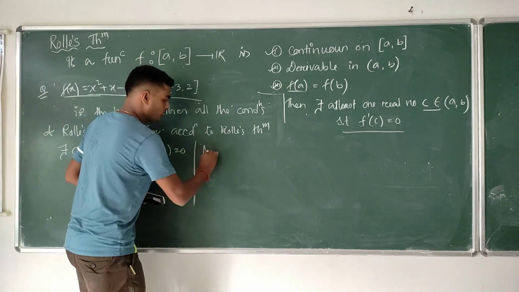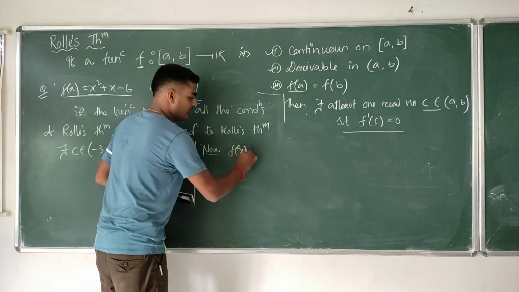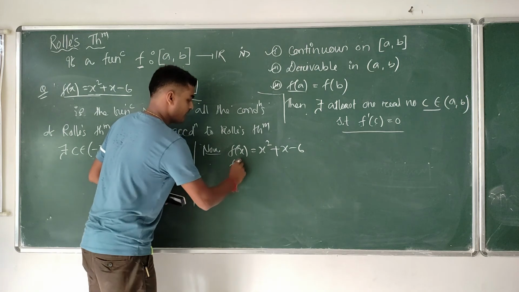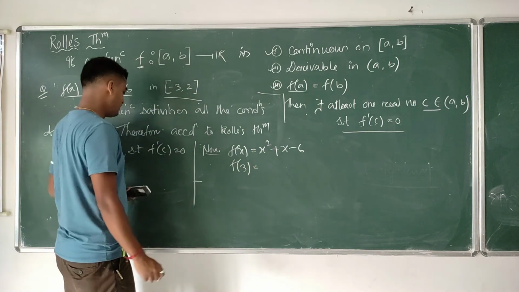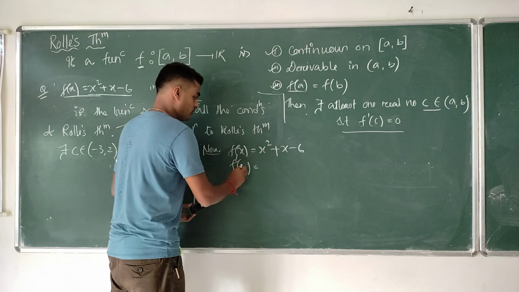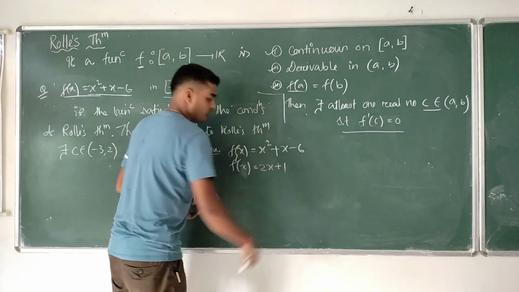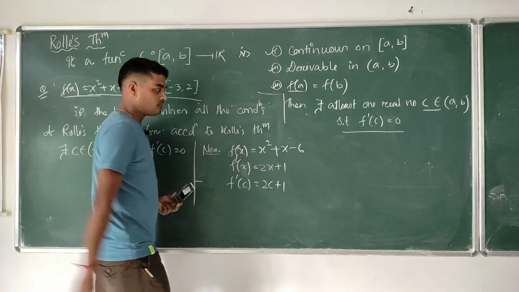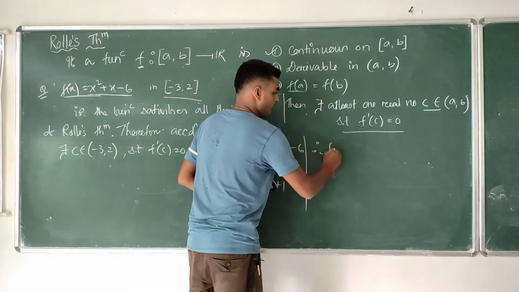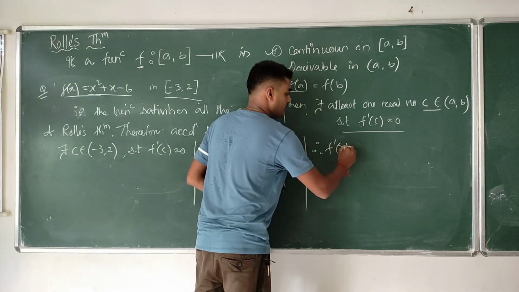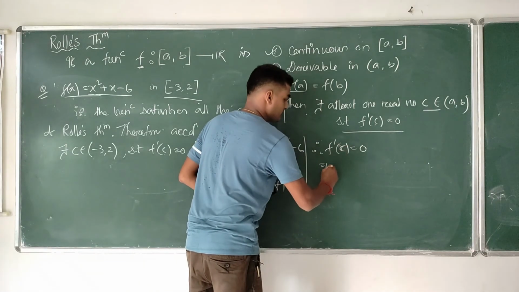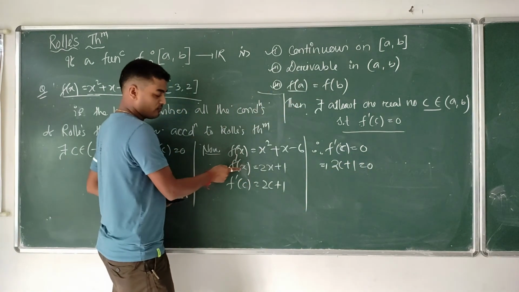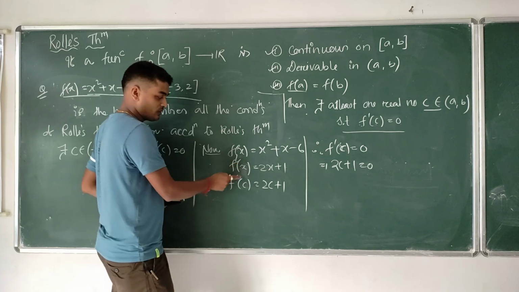So now what you have to do, f of x is equal to what? F of x is equal to x square plus x minus 6. Now we have to find out f dash x equal to twice x plus 1, correct? So f dash c is equal to what? F dash c equal to twice c plus 1. Therefore f dash c equal to 0 implies twice c plus 1 is equal to 0. Where we have got f of x given, we have to find out f dash x. After getting f dash x, we have to find out f dash c.